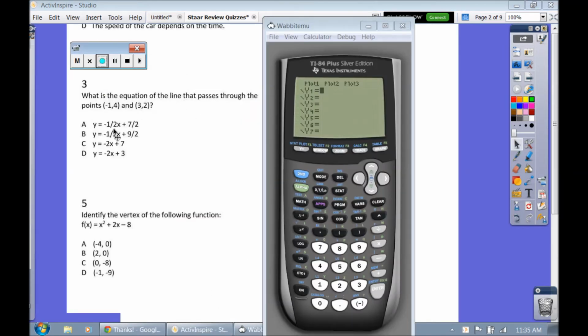What is the equation that passes through this line? Great. They're already all in y equals. I'm going to start with letter A. We're going to type it in the calculator, and we are going to go straight to the table and see if we see those 2 points.